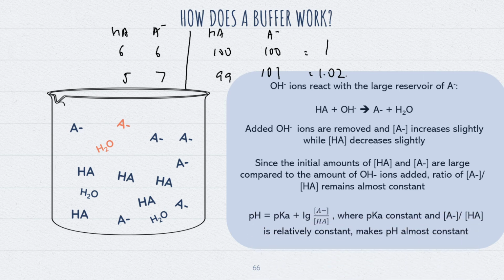And again, proving using the logic of the buffer equation, since your pKa is constant and your ratio is relatively constant, your pH will also be almost constant. As such, this answers why a buffer solution is able to resist pH changes when a small amount of acid or base is added to it. Resisting pH changes means the pH value remains almost constant or changes very slightly. So this is the language way of explaining how a buffer solution works.